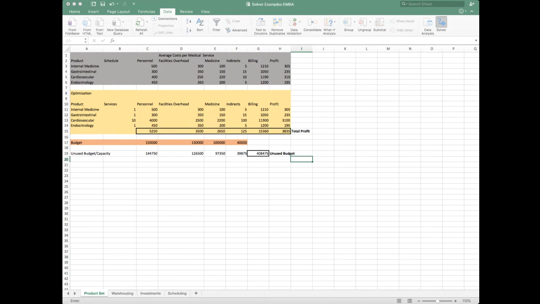So we say max. And it's saying, all right, we want to maximize your total profit, I understand that. What do you want to change in order to maximize your profits? We say what we want to change are the number of services that we want to offer, and those are B11 to B14. And then the third question they're asking is, do we have any constraints? And of course we do. So let's do each constraint one at a time. The first constraint is that we have to offer these services as whole numbers, integers in this case. So that's one.